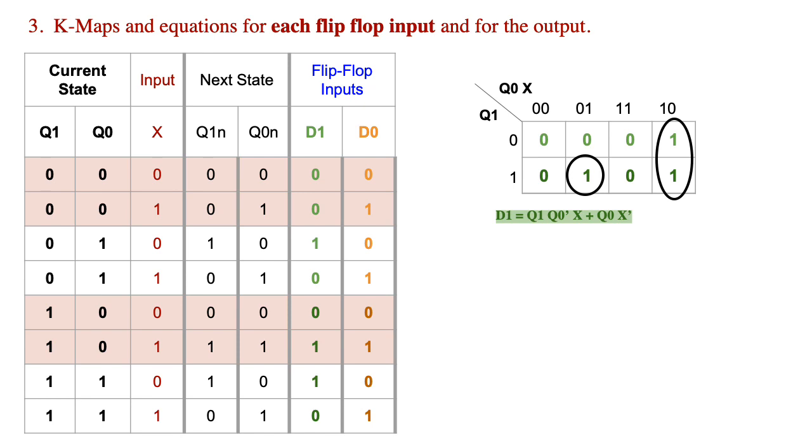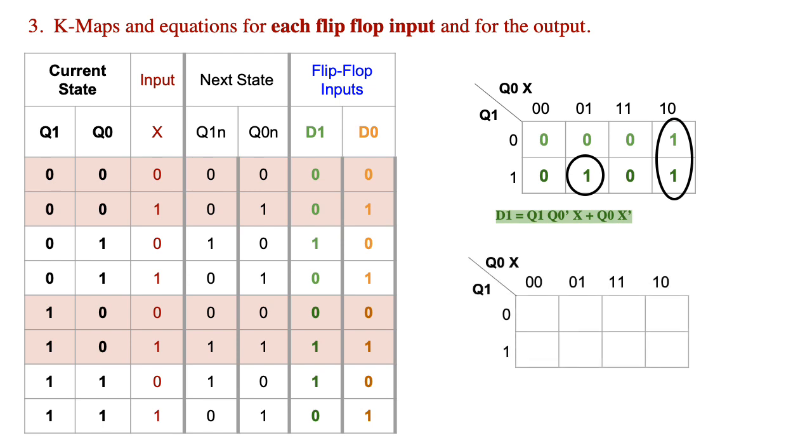Next, we're going to generate a K-map for D0 to create an expression for D0. Simply, we're going to copy the column of D0 here. Remember to swap the order of these two and the last two as well when completing the K-map. So for D0, we can group all these four ones together. This will result in D0 being equal to X.